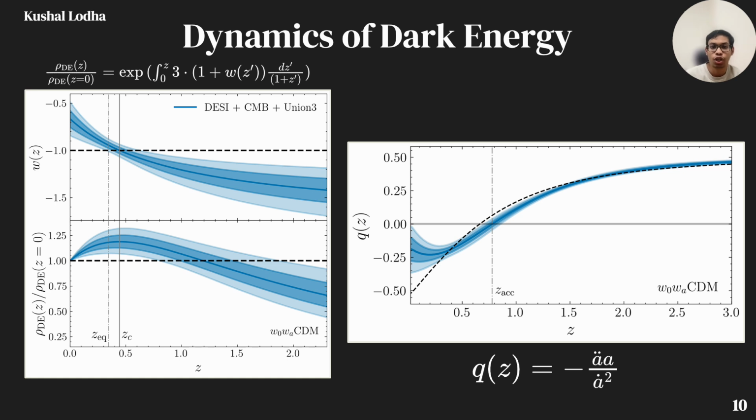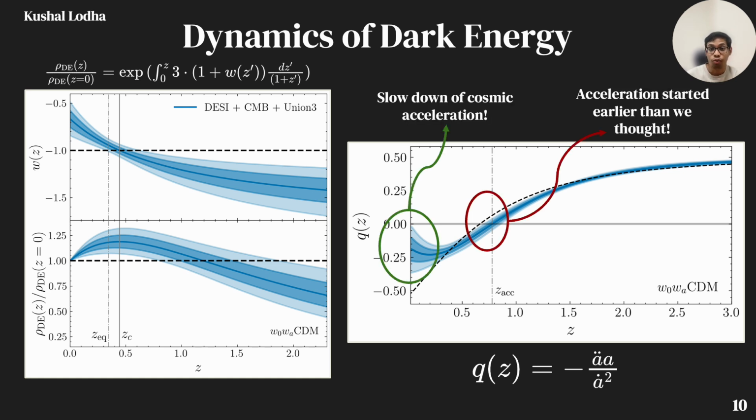Next, we look at the deceleration parameter q(z), which tells us how the rate of cosmic deceleration changes with redshift. The dotted vertical line around z equals 0.8 marks the point where the universe transitions from the deceleration epoch to the acceleration epoch. Notice this is much before the matter-dark energy equality. The w0 wa model suggests that the universe started accelerating much earlier than predicted by Lambda CDM. However, if we look at the present epoch, we see hints that the rate of acceleration might actually be slowing down.